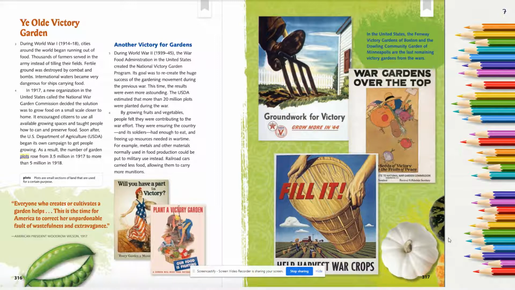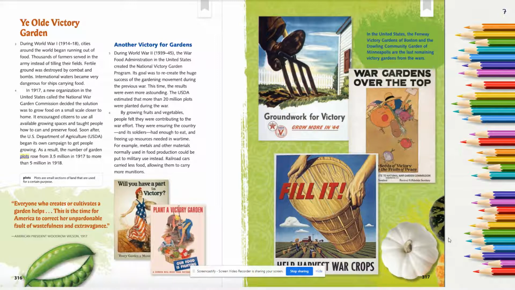Another victory for gardens. During World War II, 1939 to 1945, the War Food Administration in the United States created the National Victory Garden Program. Its goal was to recreate the huge success of the gardening movement during the previous war. This time, the results were even more astounding. The USDA estimated that more than 20 million plots were planted during the war.